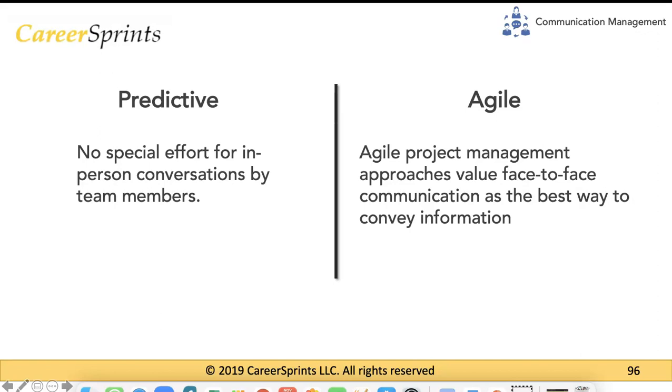So if you look at what's written under predictive, it basically goes on to say that no special effort is being put for in-person conversation by team members. So traditionally, when we've been doing project management, or when we use waterfall style project management, we've noticed that a lot of communication can happen through passive methods of communication, such as, for instance, email or maybe even chat, right?